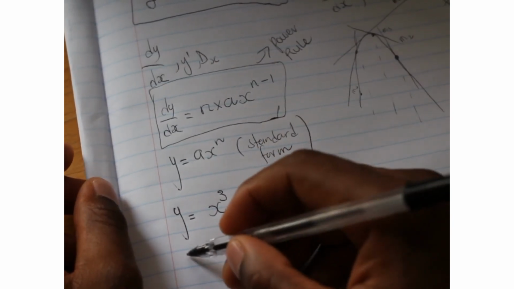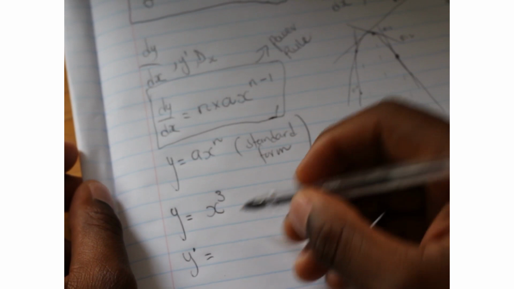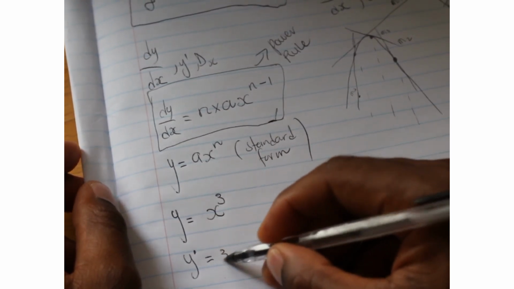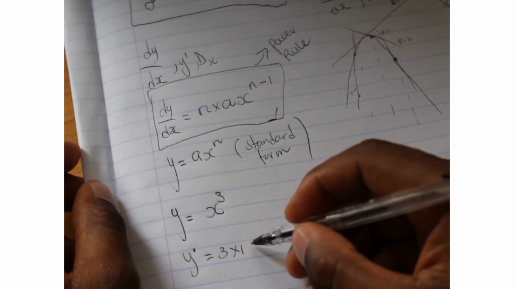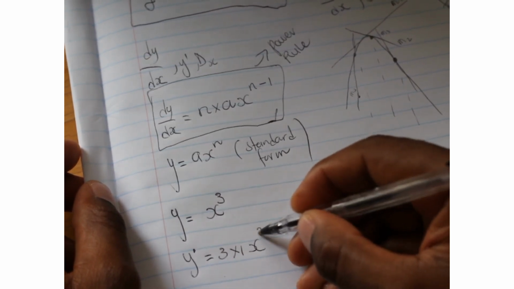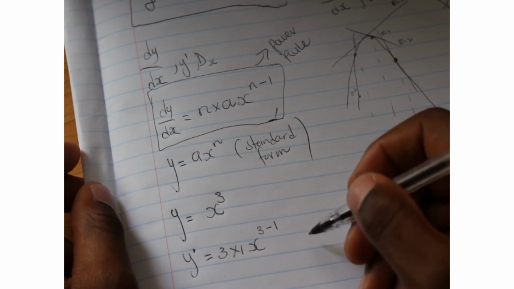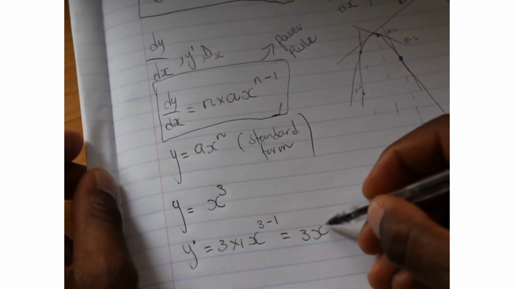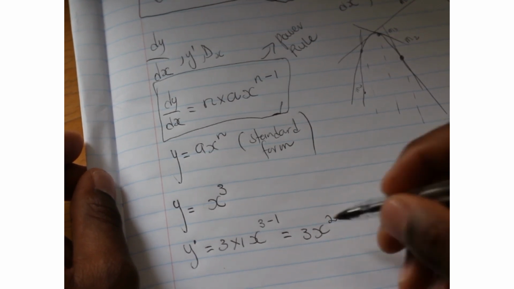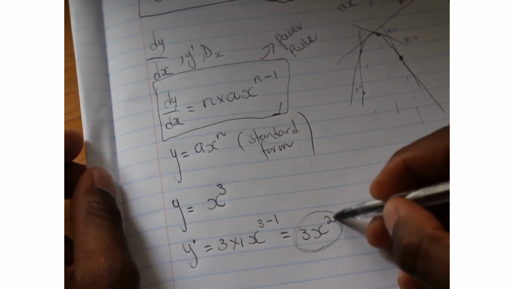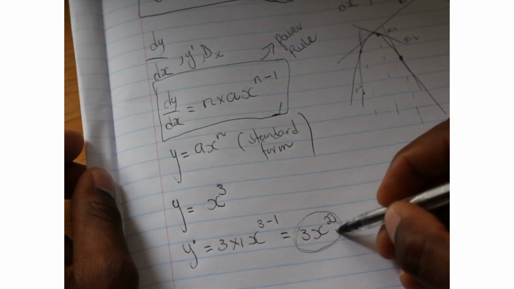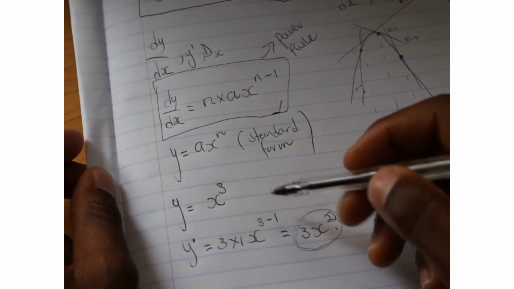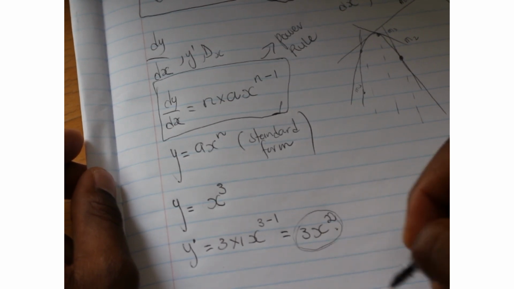So we're going to say, okay, y prime, right? You know that the coefficient of x cubed, the number that's here, that's 1. So basically we're going to say 3 times 1, and then x to the exponent 3 minus 1. Okay? And that becomes what? That becomes 3x squared. Okay? Now it's very important to understand what this represents. This is the gradient of the tangent to the function x cubed at x.